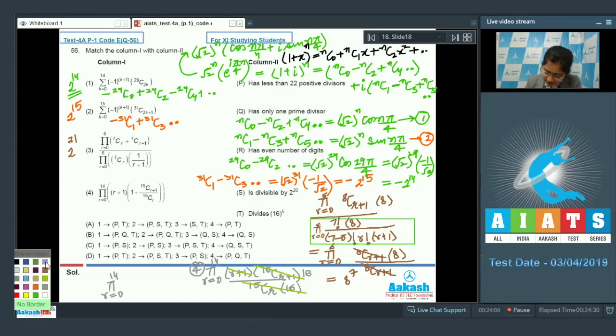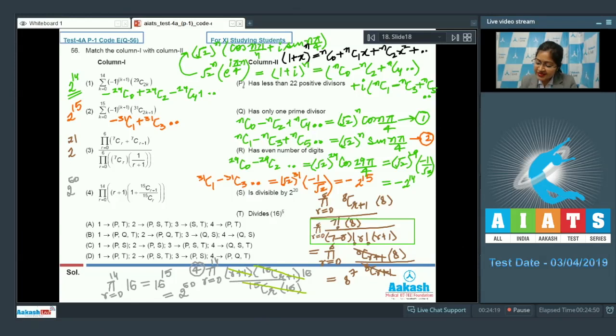So we are left with 16 multiplying 15 times, that is equal to 16 raised to the power 15, that is equal to 2 raised to the power 4 into 15, that is 2 raised to the power 60, right? So this is the answer that we get from the fourth option.